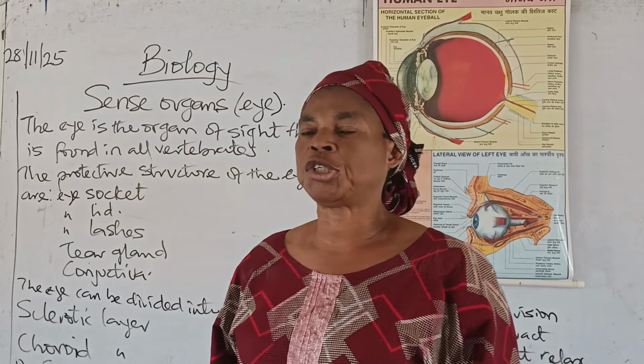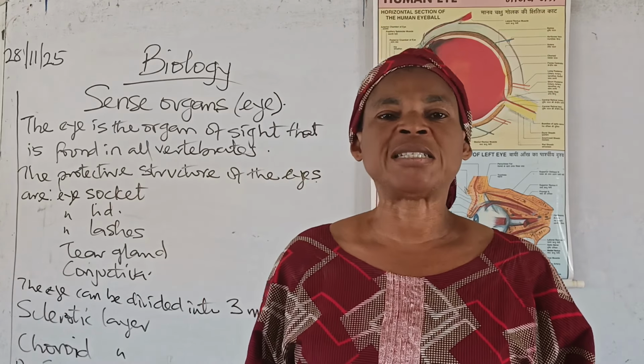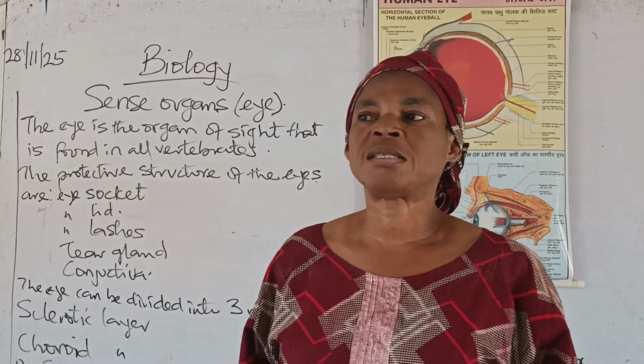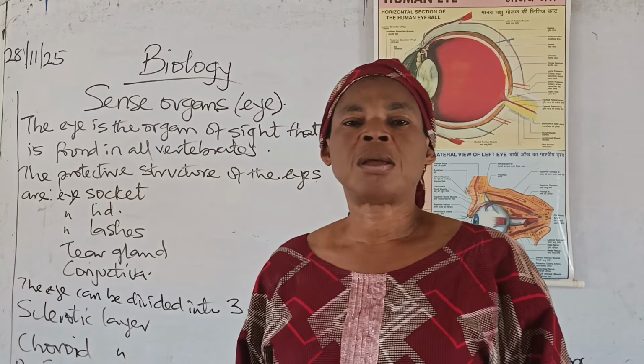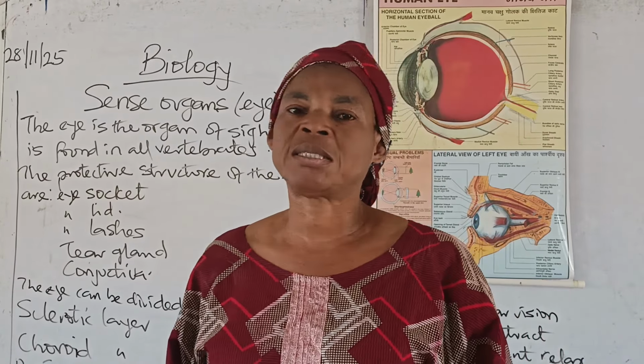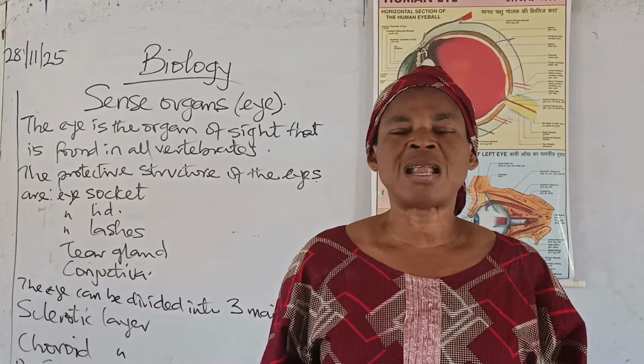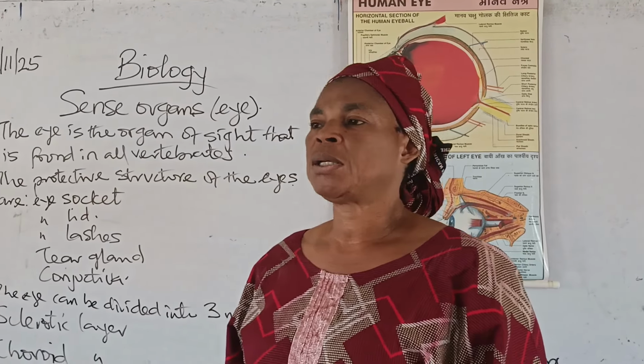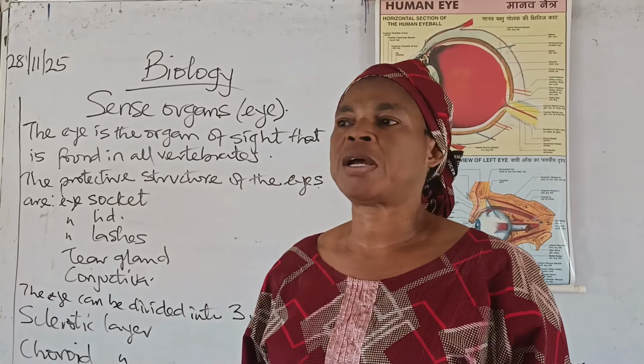I'm also going to teach the eye defects. That means long-sightedness, short-sightedness, presbyopia, astigmatism, and cataract. That is when the eye is not functioning properly. We also have the protective structures of the eye.